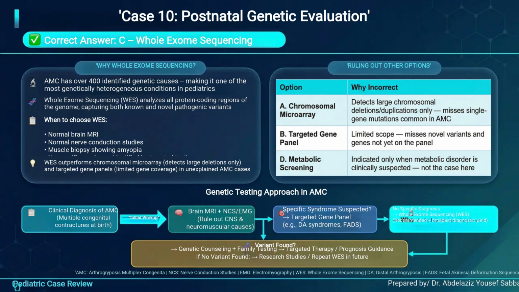coverage. Chromosomal microarray detects large chromosomal deletions or duplications only, and misses single gene mutations common in Arthrogryposis Multiplex Congenita. Targeted gene panels have limited scope and miss novel variants and genes not yet on the panel. Metabolic screening is indicated only when a metabolic disorder is clinically suspected, which is not the case here.